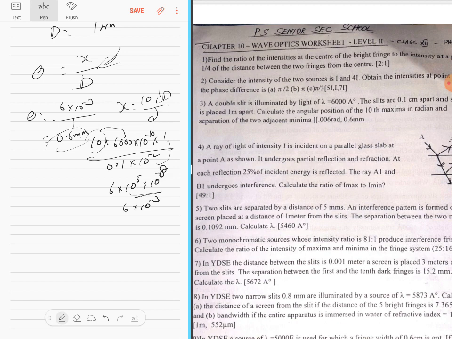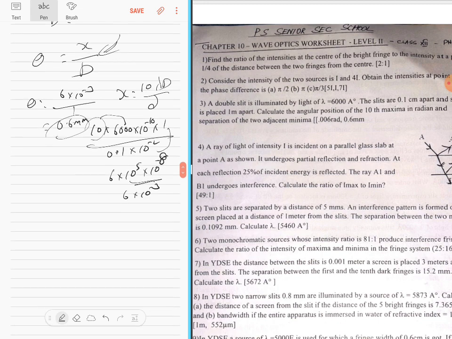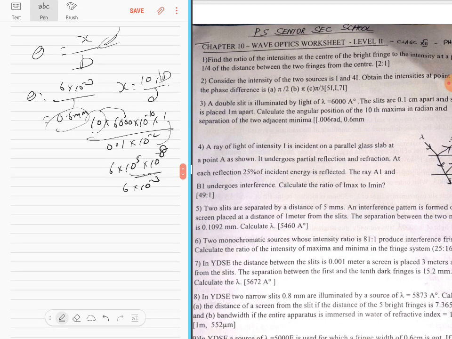Lambda into capital D by small d by capital D. So lambda by small d for the diffraction. 2 times, 2 into lambda by small d for diffraction. Okay, so that's about it. If you have not memorized this, you can't do the sum.